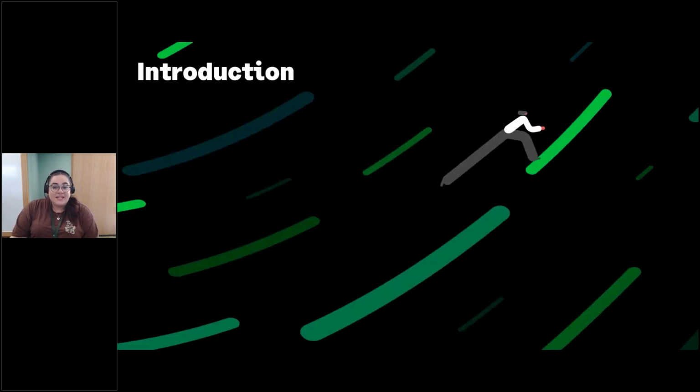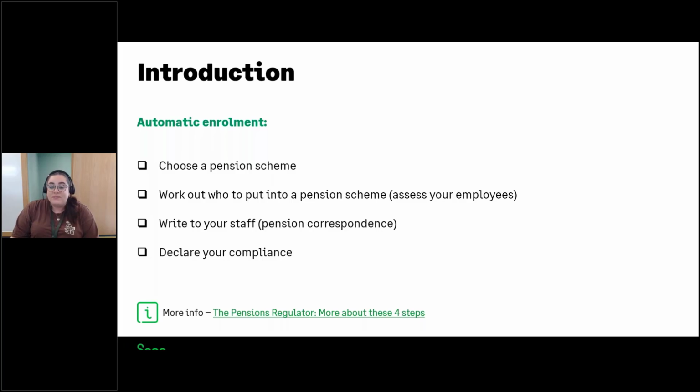But the first section is that introduction, so I do want to start with some information on your pension duties. All employers do have certain duties to carry out when it comes to pensions. And first of all, I just want to go over the 4 automatic enrolment duties that you've got. These will include choosing a pension scheme. So you must get this set up with your chosen pension provider as well. That second duty there is working out who to put into the pension scheme, otherwise known as assessing your employees, and whether or not they're going to be eligible for automatic enrolment into your scheme.